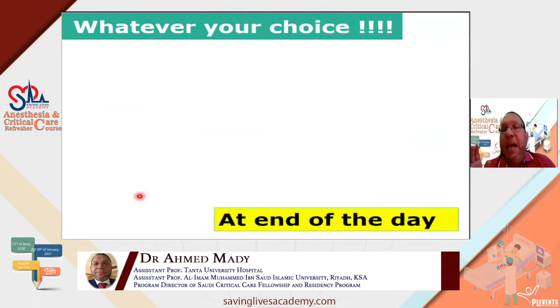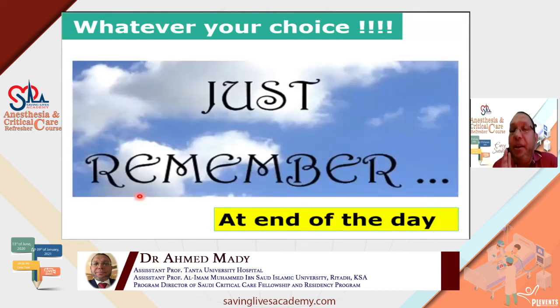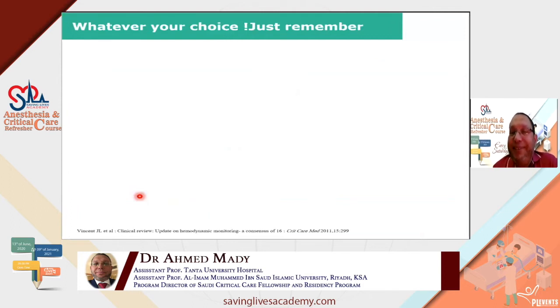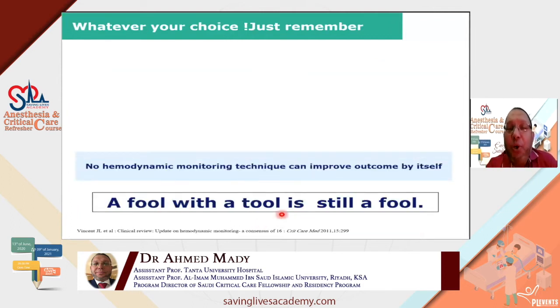But at the end of the day, whatever your choice, whatever the company promoting its device, whatever parameters you have in your ICU, when you're dealing with a shock patient, just remember the first one. Very funny: a fool with a tool is still a fool. As I told you earlier, the first and the most important one is the physician. If you cannot interpret it, nothing will be done. Hemodynamic parameters will never improve outcome by themselves. You have to have the insight, the interpretation and the intervention to improve based on the hemodynamic tools.